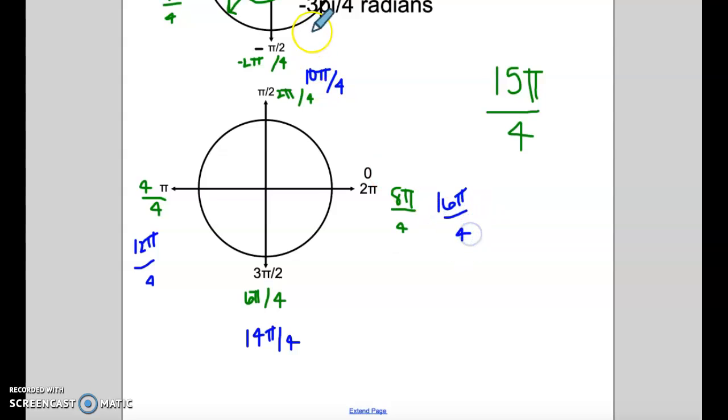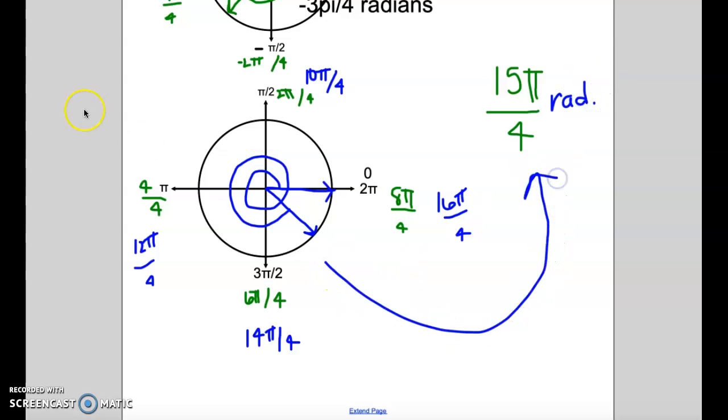Okay, so now I know when I draw, I could draw my initial side. One time around is going to give me 8 pi over 4. If I keep going, here gives me 14 pi over 4. 15 pi over 4 is going to be a little bit past that. But not all the way home because that'll be 16 pi over 4, okay? And this is the angle that I would draw to represent 15 pi over 4 radians, okay? More practice, the better you'll get. You guys got this. Awesome job.